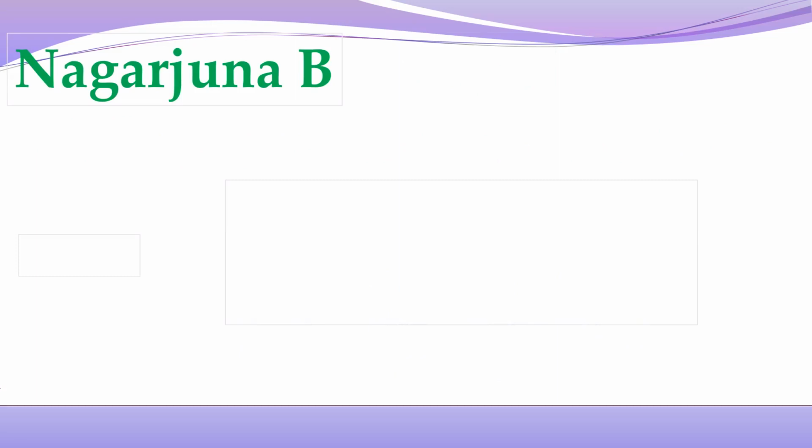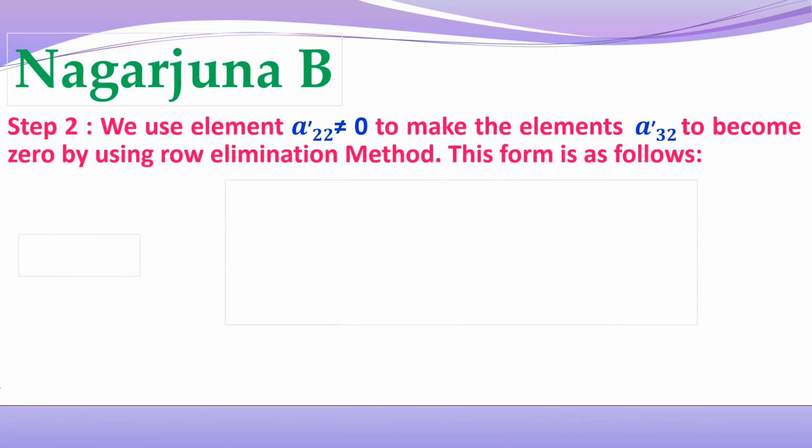The second step of the Gauss elimination method is that we use the element A22, not equal to 0, to make the element A32 become 0 by using the row elimination method. The form will be as follows.